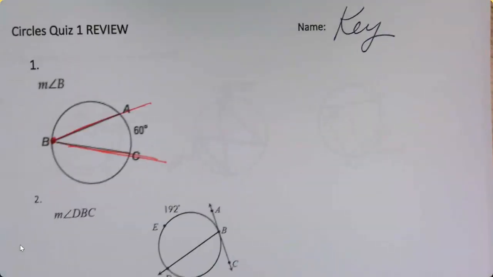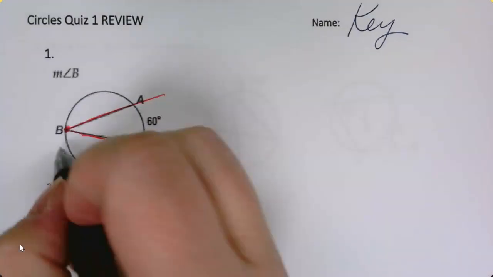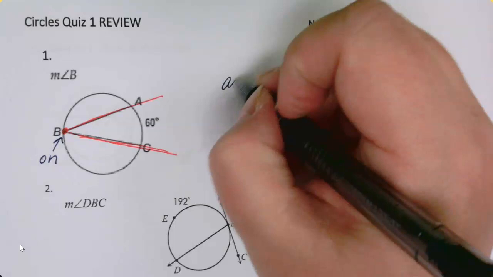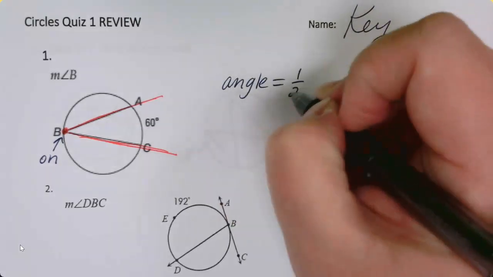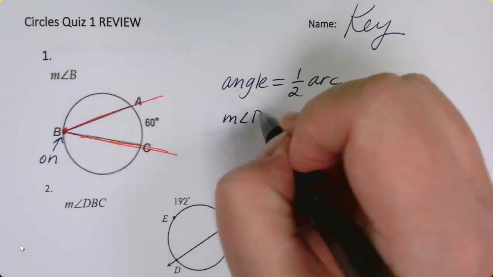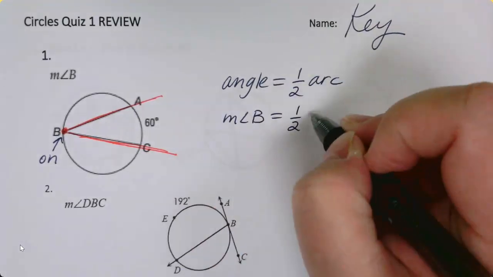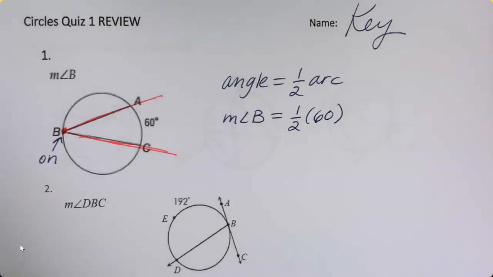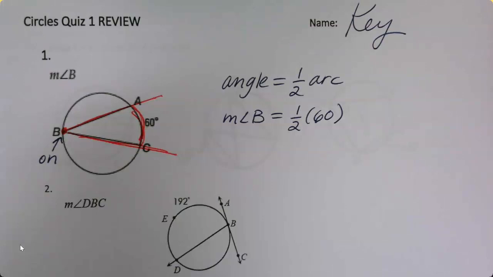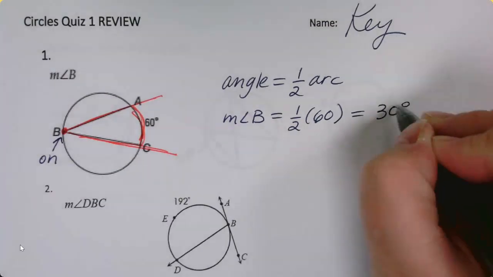So on number 1, the vertex is on the circle. That means the angle is half the arc. So the measure of angle B is 1/2 the intercepted arc here, which is 60. Remember, the intercepted arc is the arc between the two sides of the angle. So that's going to be 30, and that's my answer for number 1.